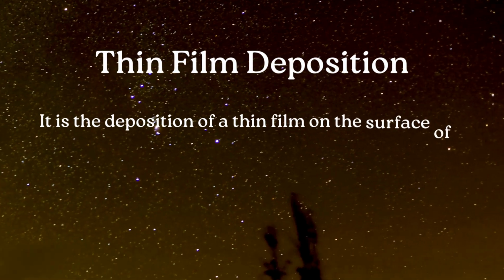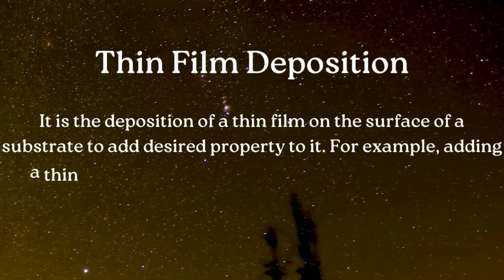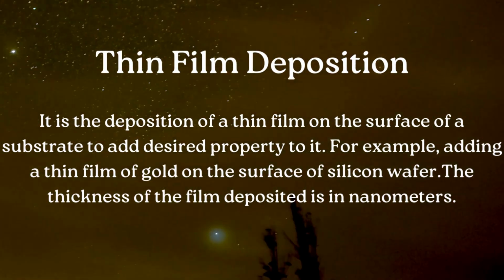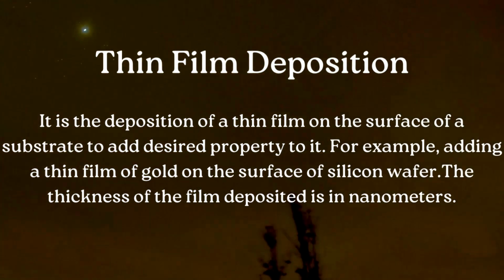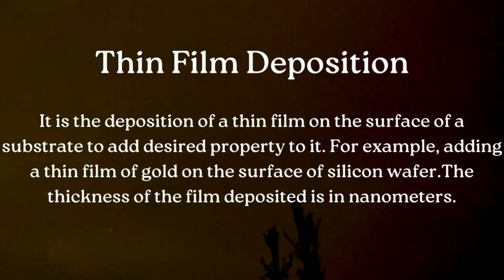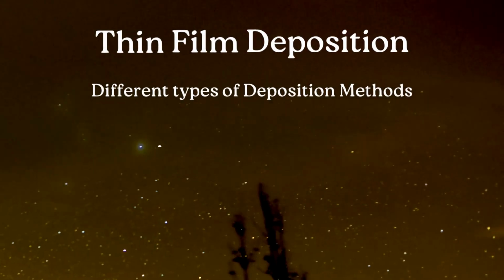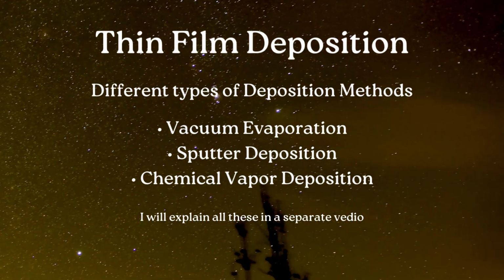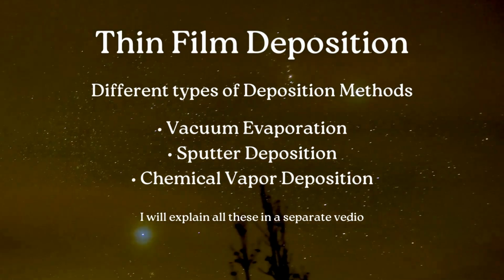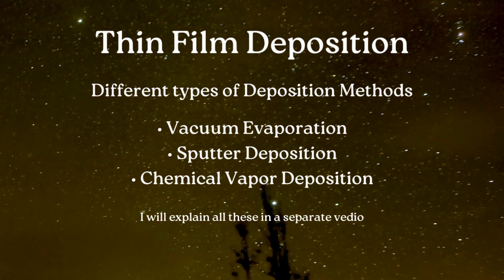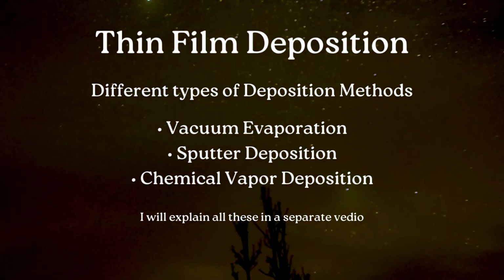Thin film deposition is the deposition of a thin film on the surface of a substrate to add a desired property to it. For example, adding a thin film of gold on the surface of a silicon wafer. The thickness of the film deposited is in the nanometer range. There are different ways through which thin films can be deposited on the substrate surface, namely, vacuum deposition, sputter deposition, and chemical vapor deposition. I will explain all these in a separate video.